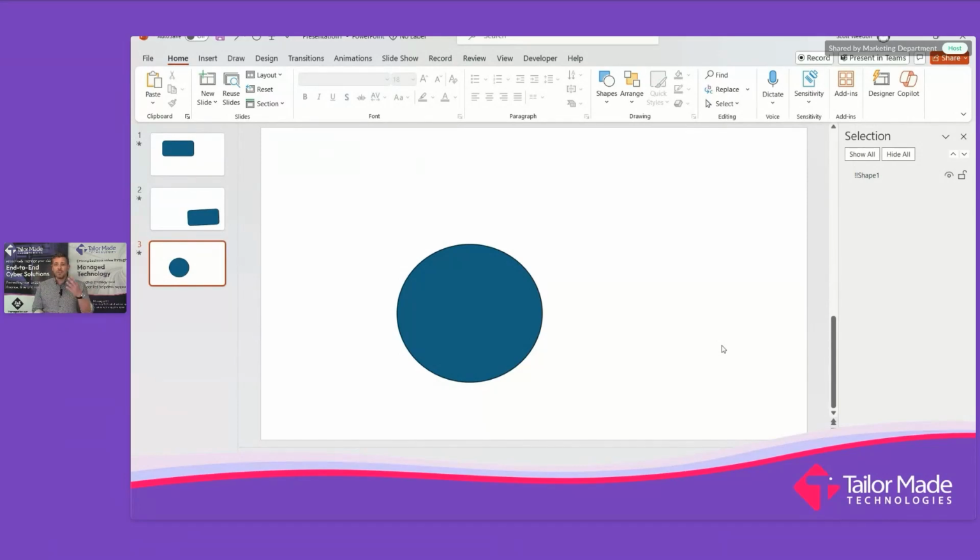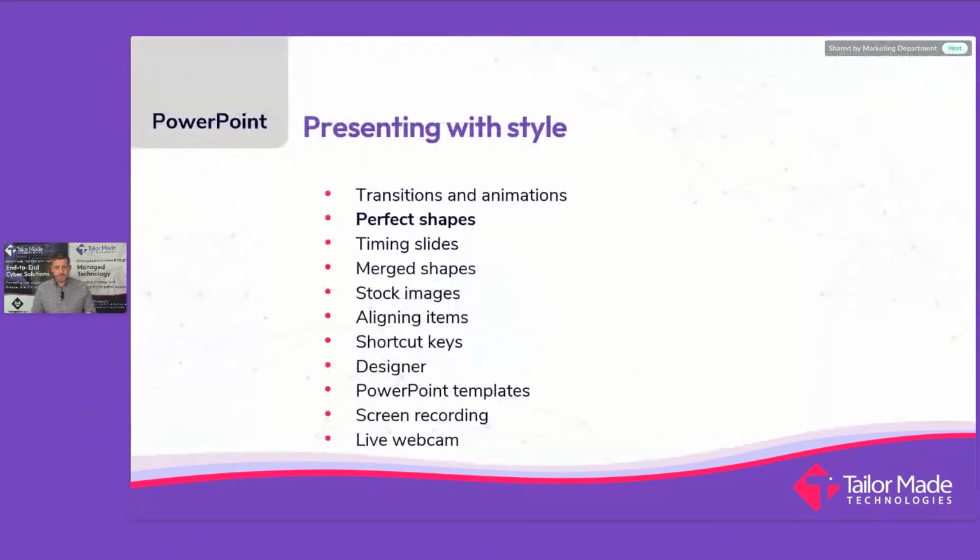So whilst it's really boring because we've got a white slide with a couple of circles and rectangles on it, use your imagination. Where can you go with that, and how can you make your presentations much more engaging and ultimately rich, if that makes sense? So that's transition animations. We're going to go on to perfect shapes.